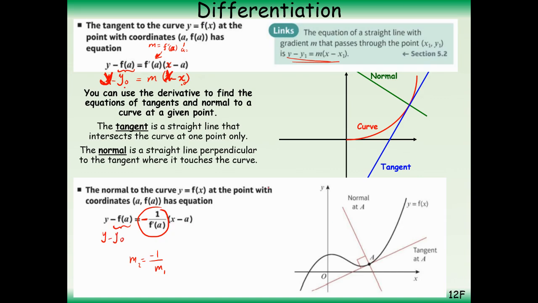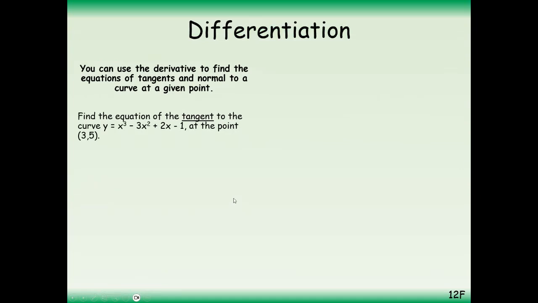So that shouldn't be a surprise to you. This is just m2 times x minus x naught. Alright, so let's use it and solve some problems with it. We've been told to find the equation of the tangent to this curve at point 3, comma 5.